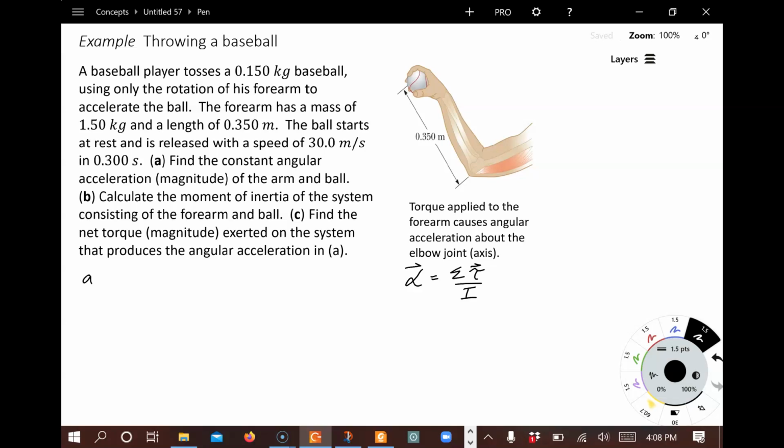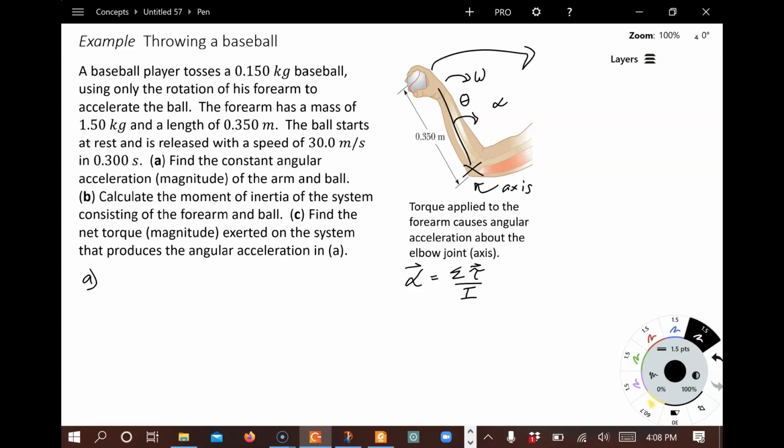In part A, we are asked to find the constant angular acceleration of the arm and the ball. So the arm and the ball are rotating here. Here's the axis of rotation, the elbow. And these can rotate along here, and as they do, they increase the angle. It's going to travel along with some angular speed as that happens. And there's an angular acceleration as well that's causing the angular speed to increase as time goes up.